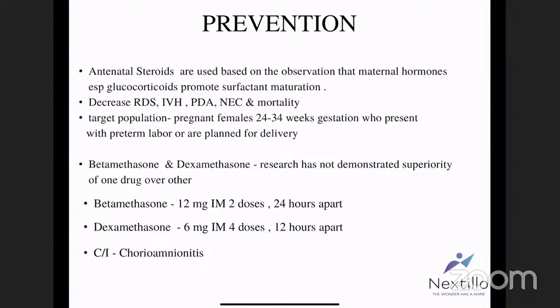Now, how do we prevent hyaline membrane disease? The most important thing for prevention of hyaline membrane disease is the administration of antenatal steroids to all the mothers who present with preterm labor or are planned for preterm delivery. And why are antenatal steroids used? They are used because it has been observed that maternal hormones, especially the glucocorticoids, promote surfactant maturation.